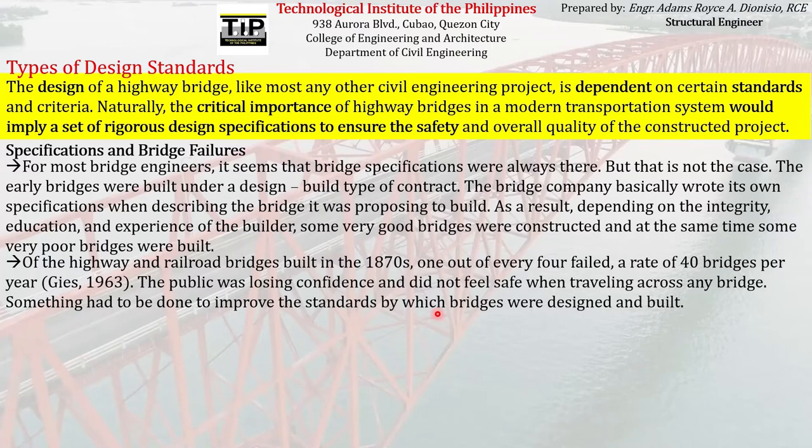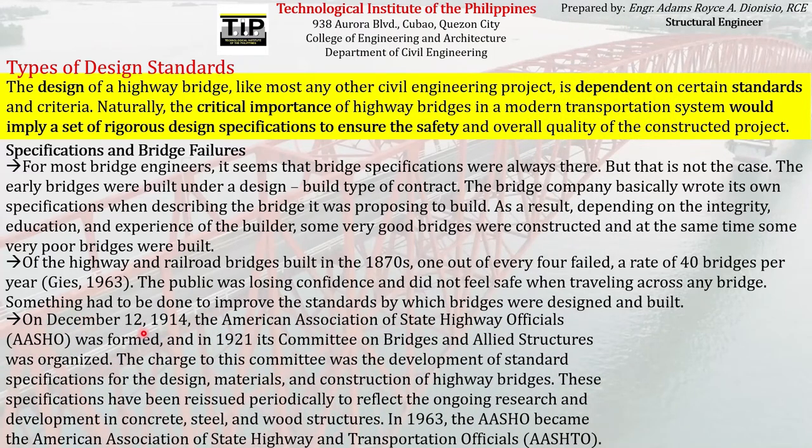Because of those failures on bridges that were built by different specifications coming from different builders, the public was losing confidence, and the bridge engineers at that time felt that something needed to be done to improve the standards by which bridges were designed and built. As a result, on December 12, 1914, the American Association of State Highway Officials, or AASHO, was formed. And in 1921, its Committee on Bridges and Allied Structures was organized.